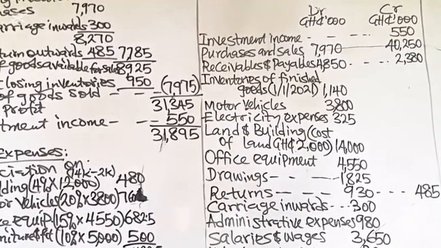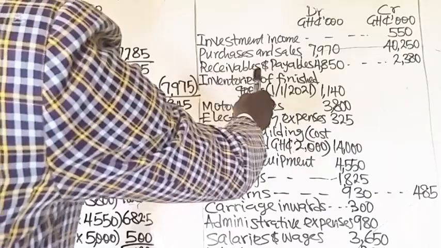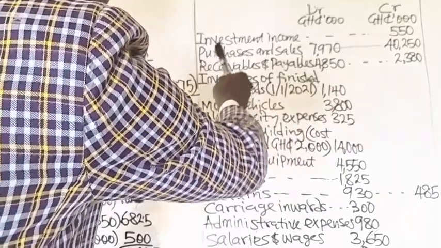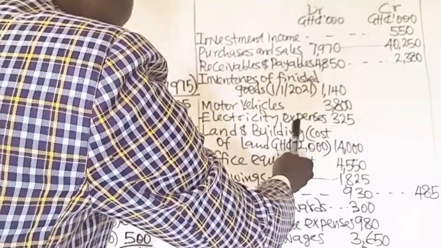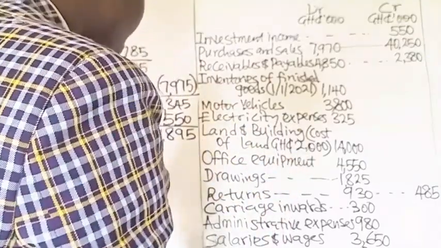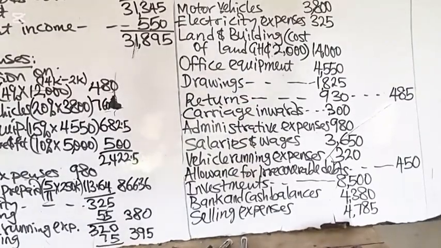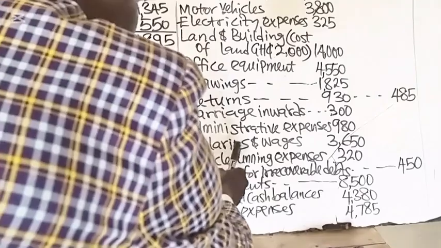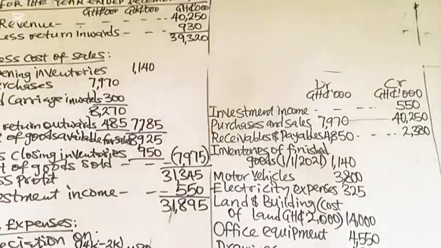We have dealt with all the expenses in the additional information apart from the ones that have not been considered. Now, what are those expenses that have not been used? This is an asset, this is liabilities. Electricity expenses have been used. Land and building, office equipment, those are assets. Returns have been used. Carriage inwards have been used. Administrative expenses have equally been used. Salaries and wages, 3,650, that has not been used. So now let's recognize that.